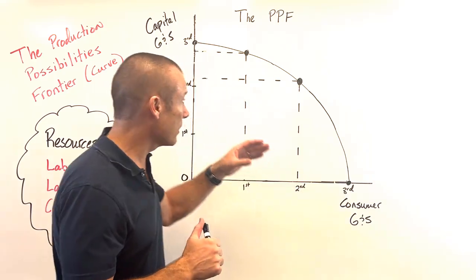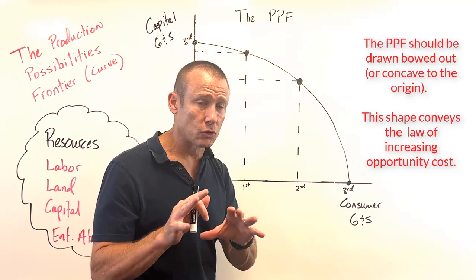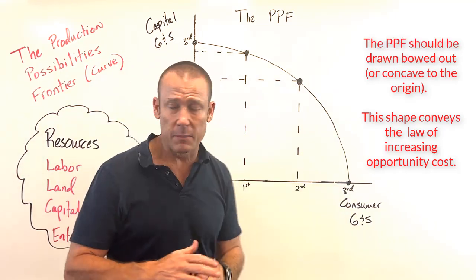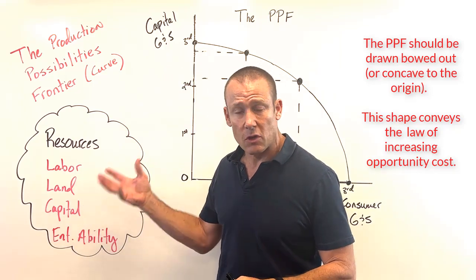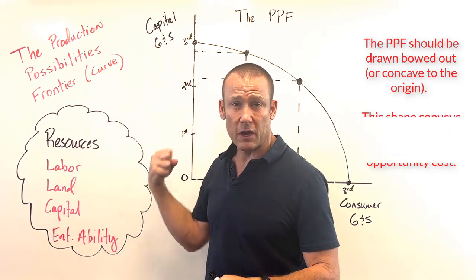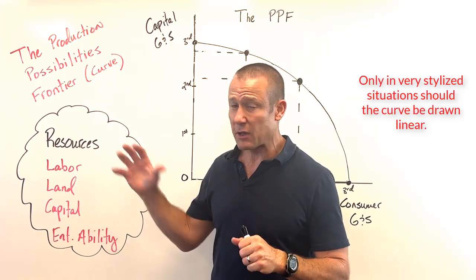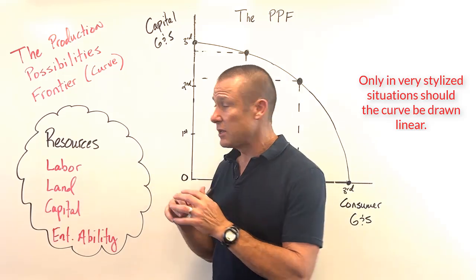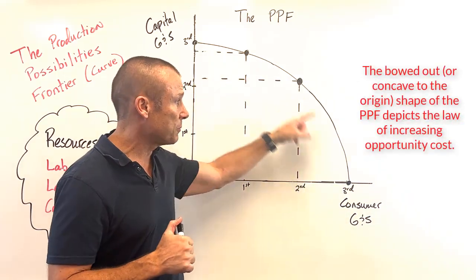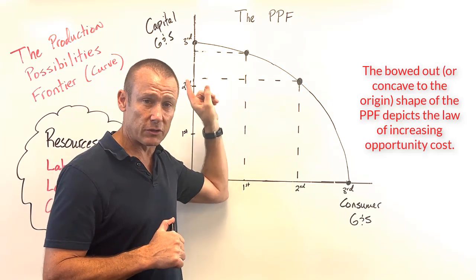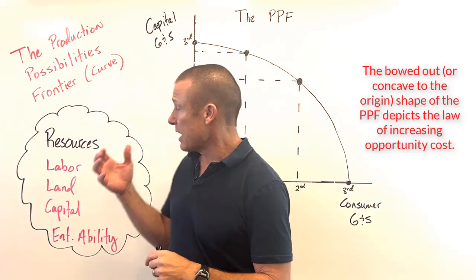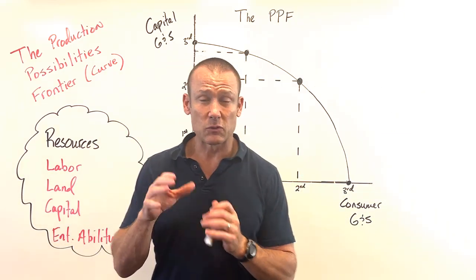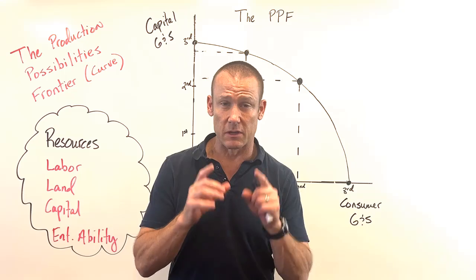Now, when it comes to the curve itself, absolutely guys, it needs to be concave to the origin. It needs to be bowed out, because we have so many different resources, all which can be adapted from one good to the other, but at different levels of adaptability. They all have different opportunity costs as you move them from production of one good versus the other good. And so absolutely this curve should be bowed out from the origin, okay? Representing an increasing opportunity cost as we move from producing one good to the other one. Okay, that's what that bowed out nature of that curve is showing.